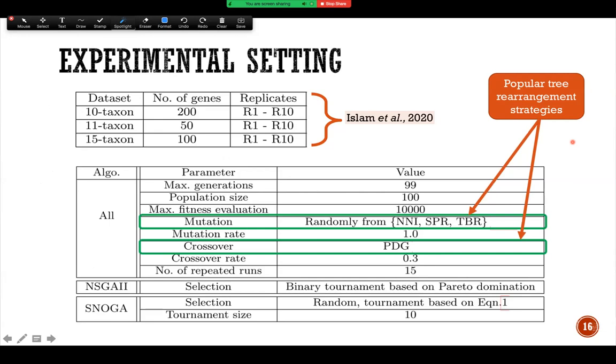Here is our experimental setting. In this study, we selected 3 simulated data sets, each having 10 replicates numbered from R1 to R10. In this context, a replicate means a randomly generated instance of the simulated data set given the model condition. We used the same parameter configuration for both NSGA-II and SNOGA, and we incorporated popular tree rearrangement strategies as genetic operators.